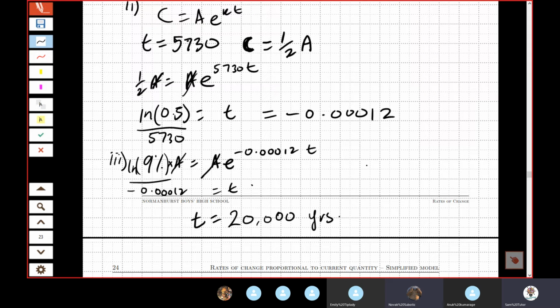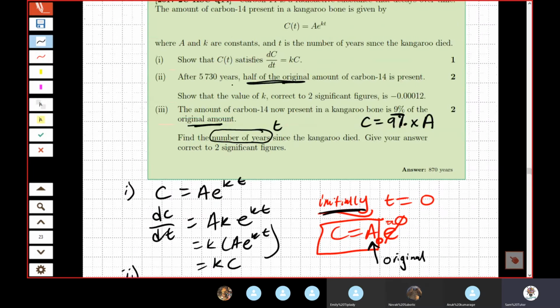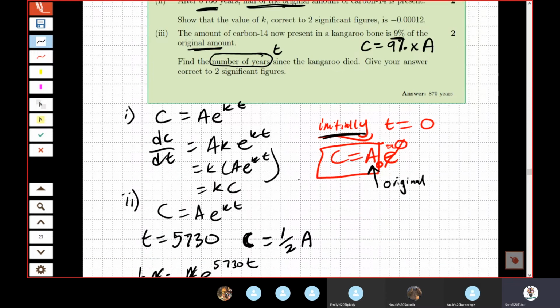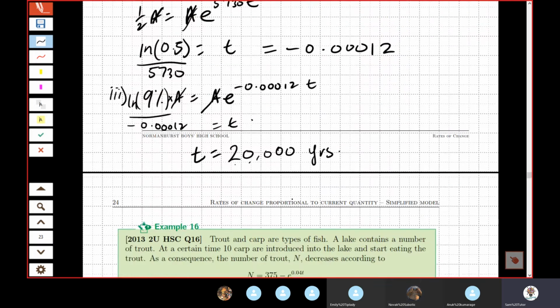Make sense? Yeah. And I know his answer is wrong because obviously we know that it took 5,000 years for it to be half the amount. So to get to 9% of the amount, it's going to take a lot longer, obviously. So 20,000 years, in this case.